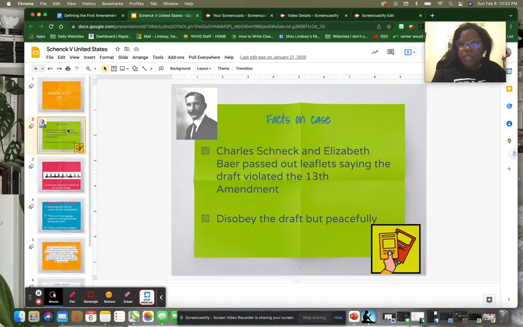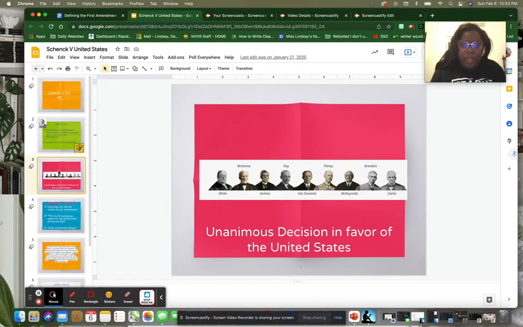They thought that was going against their 13th Amendment and encouraged people to disobey the draft, but they were encouraging them to do it peacefully. So obviously, government not super excited about that. So it does go to the Supreme Court, and it is a unanimous decision. So that means all 9 justices agreed that that was not something they could be doing, and that the case did not violate their First Amendment rights.